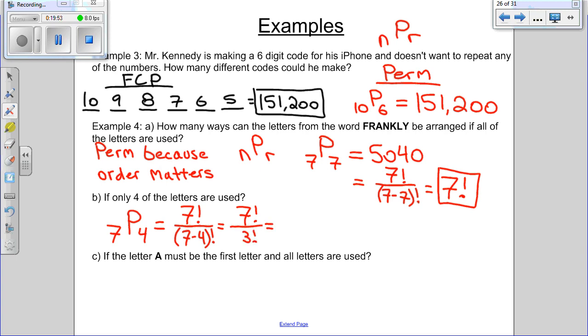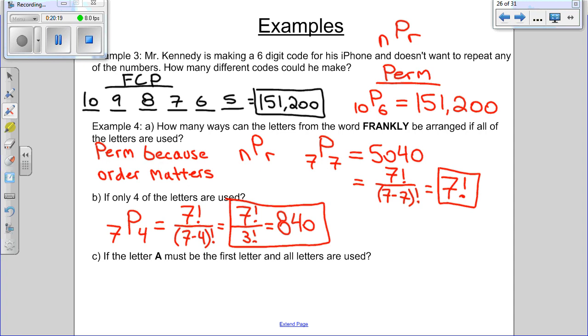Anybody have the answer for that one? 840. Both of these are valid answers. It's just that sometimes people only understand the way they use the calculator, but then all the multiple choice answers are written like the formula, and they're like, what am I doing? The way to do it is to use the formula, and that'll tell you which one you want.